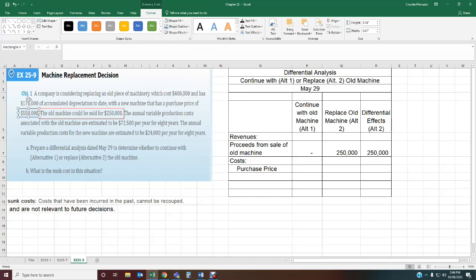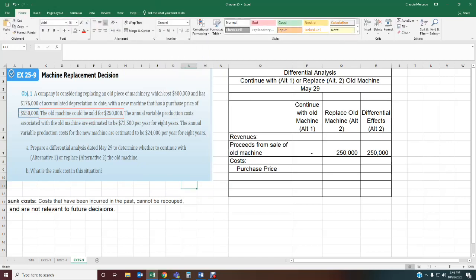So if you decide to buy new equipment, you're going to spend $550,000. Okay. So if you replace the old machine, you're going to get a check for $250,000, and then you're going to have to pocket out $550,000. Okay, and it's in a minus sign because that is money that's leaving the company. You are going to have to pay out $550,000.